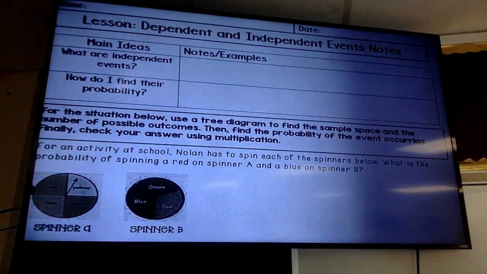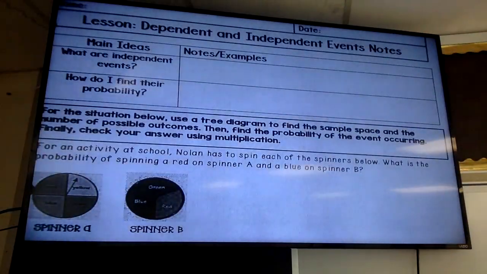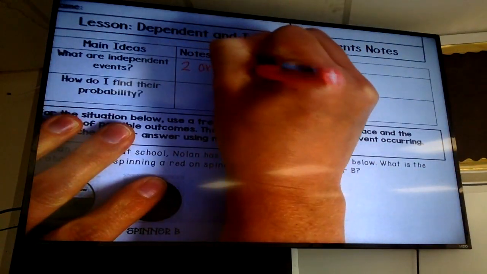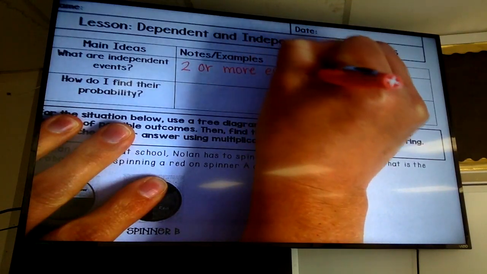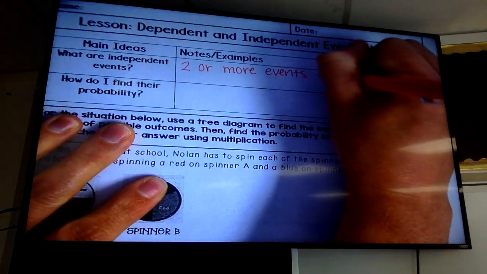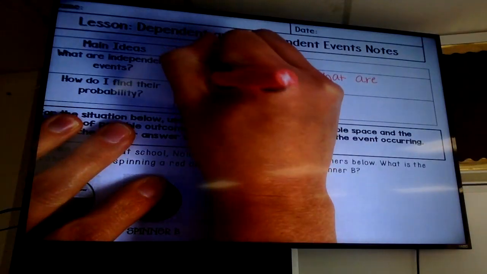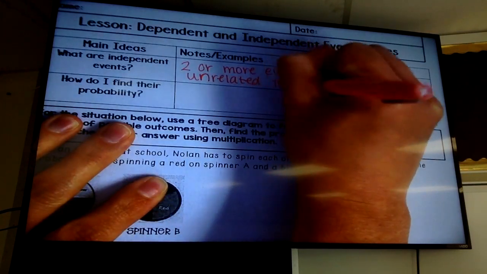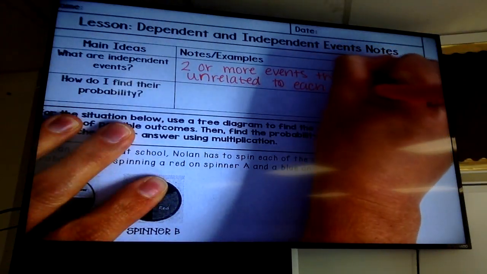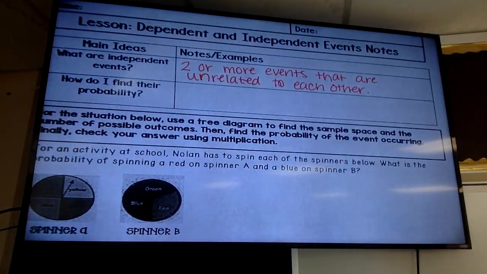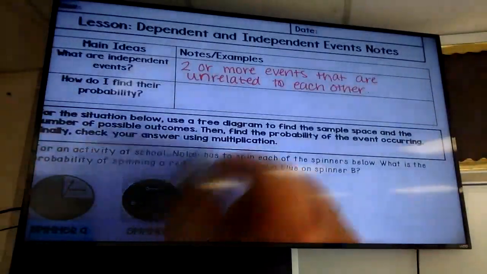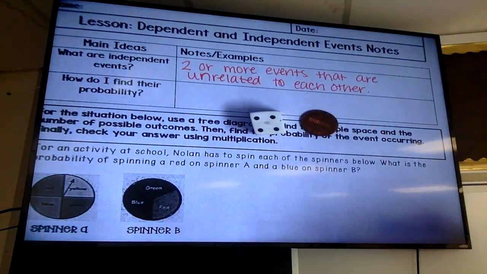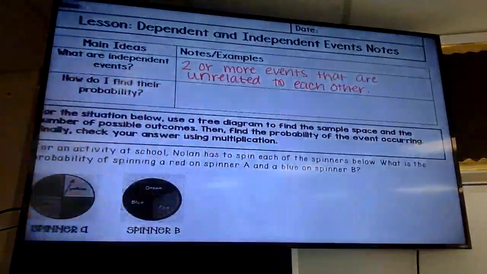Independent events are two or more events that are unrelated to each other, meaning the outcome of one is not going to affect the outcome of another. So like what I roll on a number cube is not going to affect at all what I flip on my penny. They're two completely unrelated events.